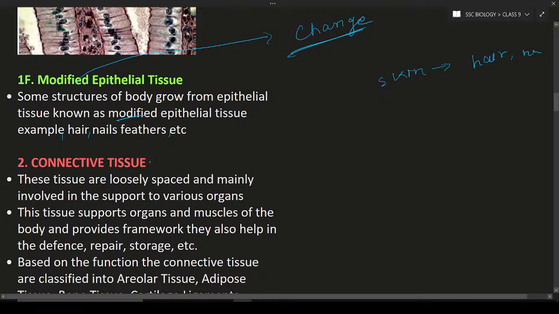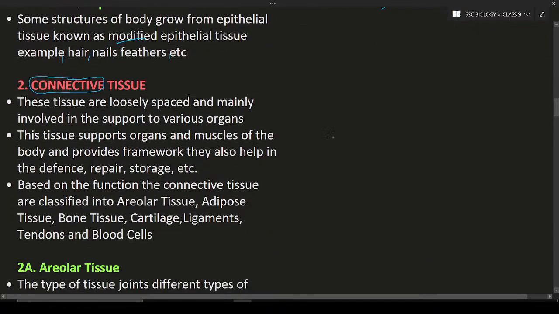If you understand the word clearly, connective. What is meant by connective? Connective is nothing but it has some important role in connecting something, holding something, or keeping something in place. So that is known as connective tissue. These connective tissues are loosely spaced. It means there is some kind of space between the cells. So hence we can say it is loosely spaced and mainly involved in the transport of various organs.